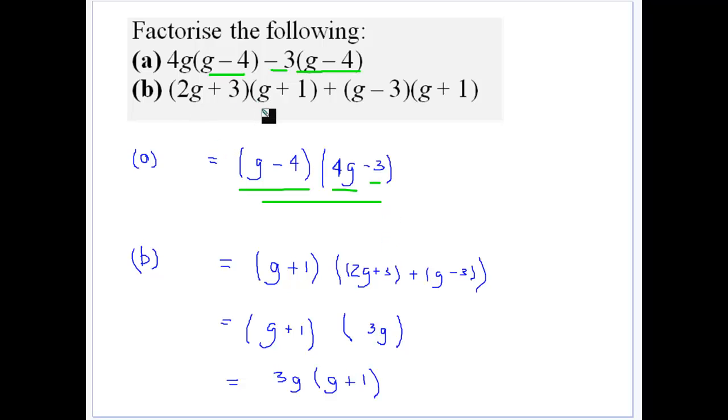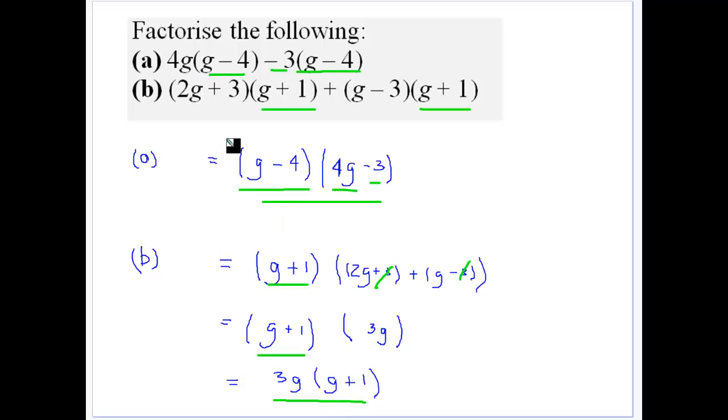For this one here, g plus 1 is a common factor, because we're doing multiplication. So we can factorize g plus 1 outside, and we've got 2g plus 3 plus g minus 3. So when we do that, g plus 1 stays there. We get 2g plus g, because we can simplify this bracket now. And 3 minus 3 will cancel each other out, which leaves us 3g, which starts to make that look a lot simpler. That's what that comes down to.